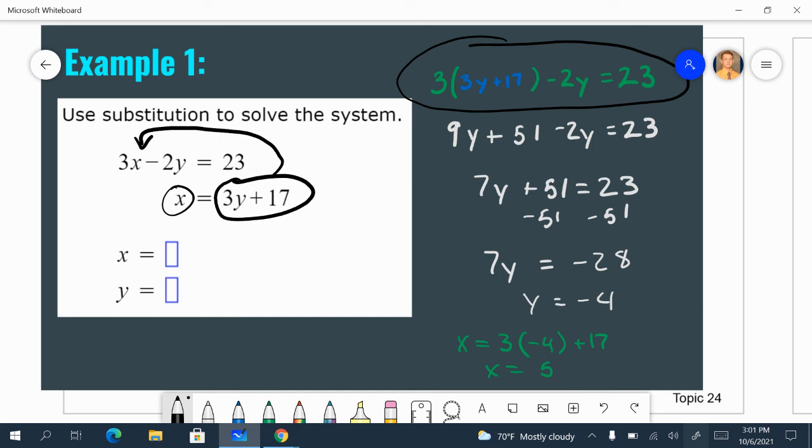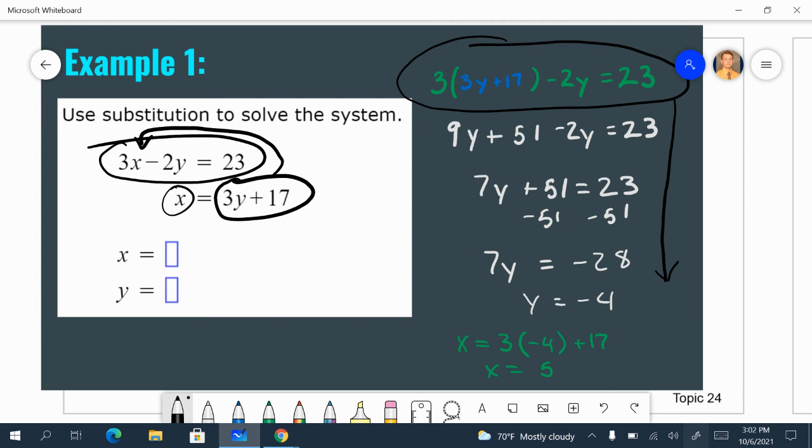I'll give you a second to look at that. Make sure you pause. Make sure you understand what's happening here, what I'm plugging in and how I'm doing it. In blue, you can see I just plugged it in. The green is that first equation. That green is that whole thing minus the x. I just plugged it in. Then I distribute. I solve, and I get y equals negative 4.